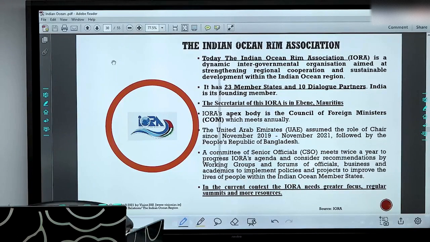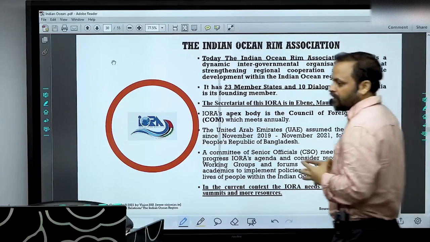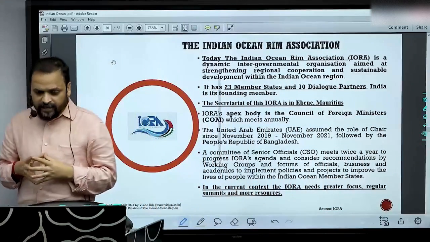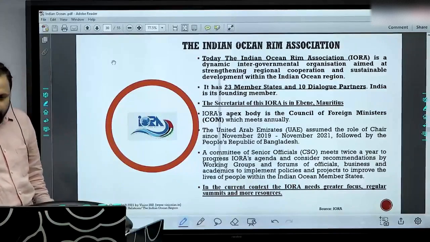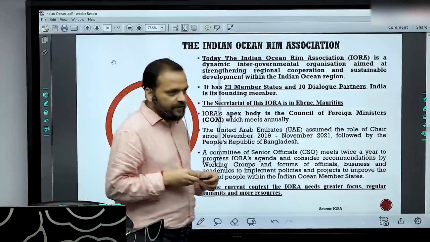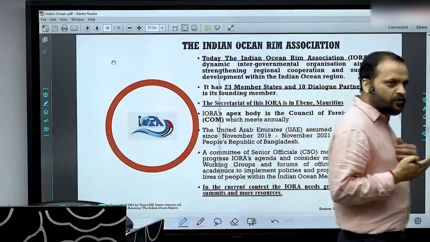ये हो गया IORA, Indian Ocean Rim Association. अब थोड़ा सा इसका ग्रोथ देख लेते हैं कैसे हुआ. तो बहुत सिंपल है. नेल्सन मंडेला came to India in 1995. नेल्सन मंडेला नाम सुना है आपने?